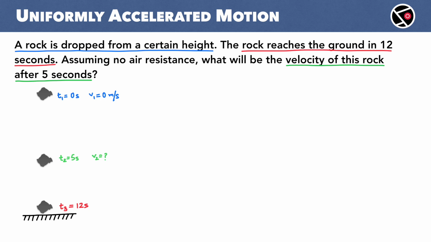What else do we know? The rock is falling under the influence of gravity. So, the acceleration is the acceleration due to gravity, plus 9.8 meters per second square. We have assumed that the downward direction is positive. Acceleration due to gravity is constant. So, this equation is valid.